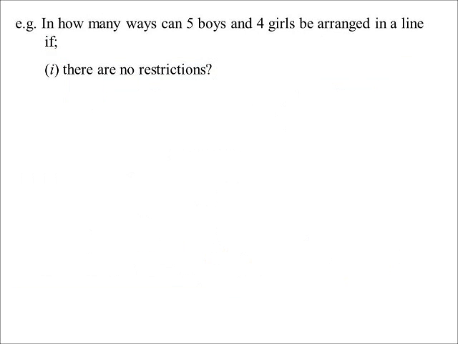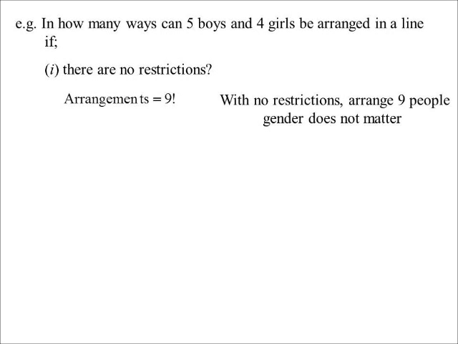In how many ways can 5 boys and 4 girls be arranged in a line if there's no restrictions? Well, if there's no restrictions, boys, girls, doesn't matter. I'm just arranging 9 objects, so 9 factorial, which is a lot, by the way.